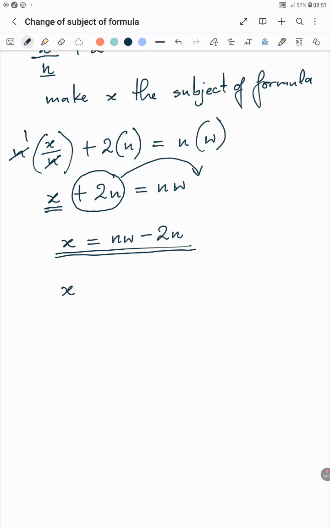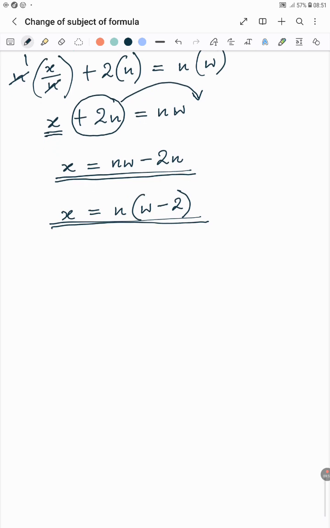Even if you write it like this, it will still be correct. You can factor out the n and write it this way. It's also correct. So I just want you to go through the examples that I have given, and if you have any questions, just send them forward, and I will help you.